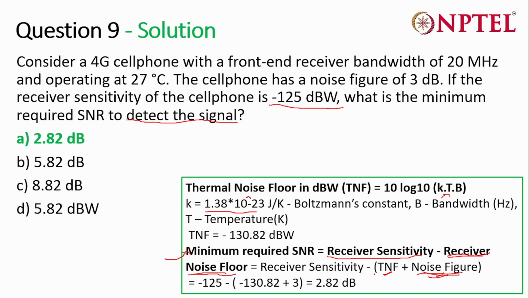After finding the thermal noise floor, you sum it up with the noise figure. The noise figure has been given as 3 dB, so you directly sum it up with 3 dB, and the minimum required SNR will be receiver sensitivity, minus 125, minus the sum of thermal noise floor plus noise figure. So the answer is 2.82 dB. Only if we are able to transmit a signal with some power such that your SNR is 2.82 dB, your receiver will be able to detect your signal.